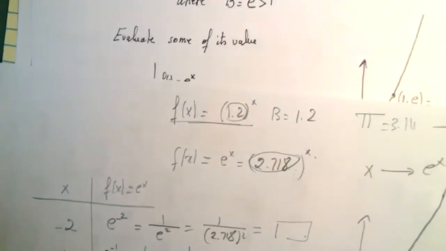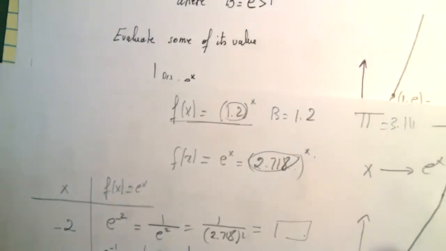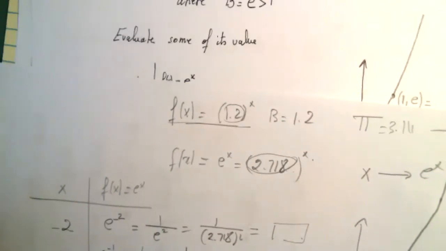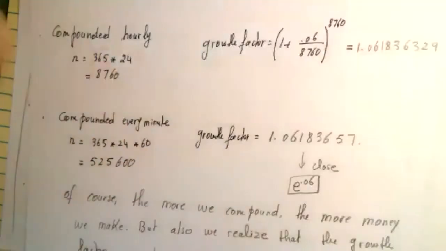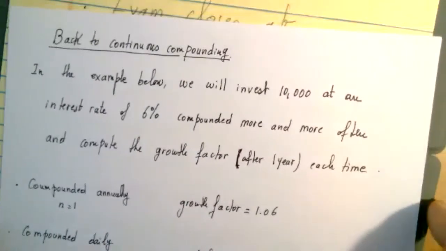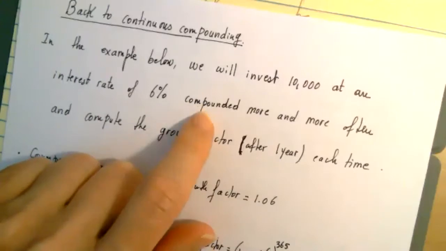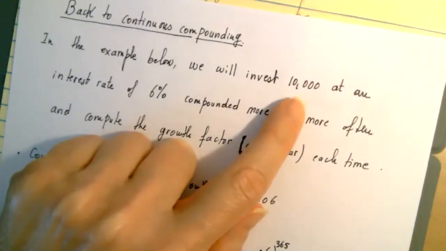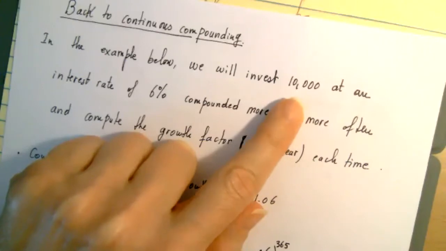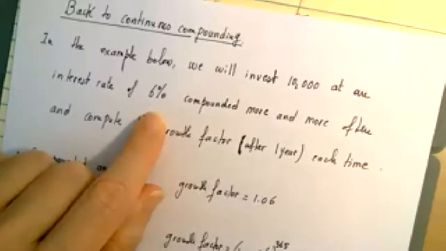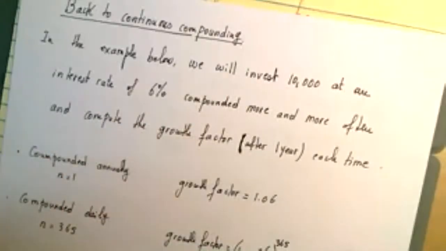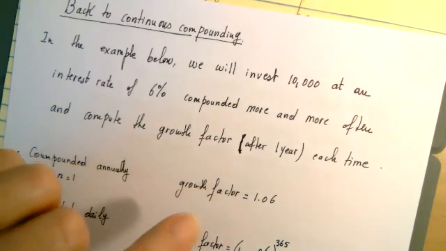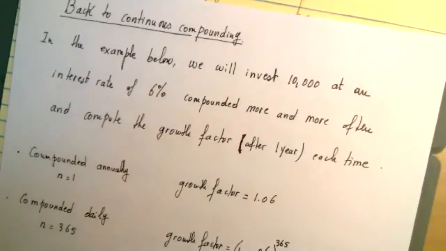Where this number originally came from, even though later on people use it a lot, is from the idea of continuous compounding. Let us talk a little bit about that. So what's really the idea? Okay. The idea is the following. Back to continuous compounding. What we're going to do is we have $10,000 and we're going to invest them at an interest rate of 6%, compounded more and more often. So every time we compound them more, and I'm going to look at what's the growth factor. So it means by what factor they grow every year.